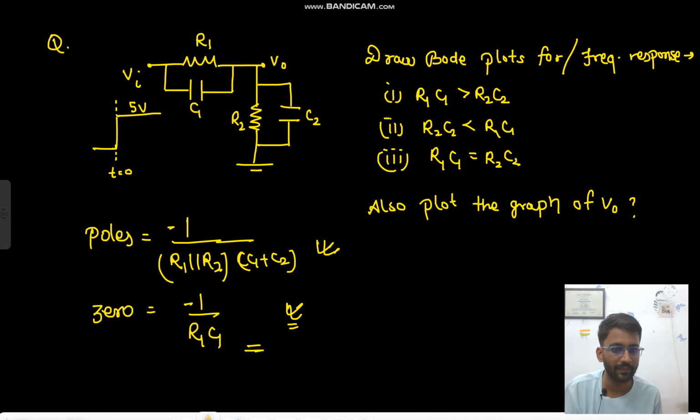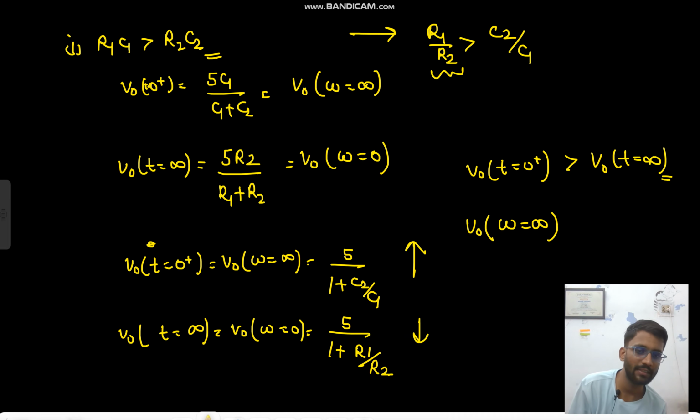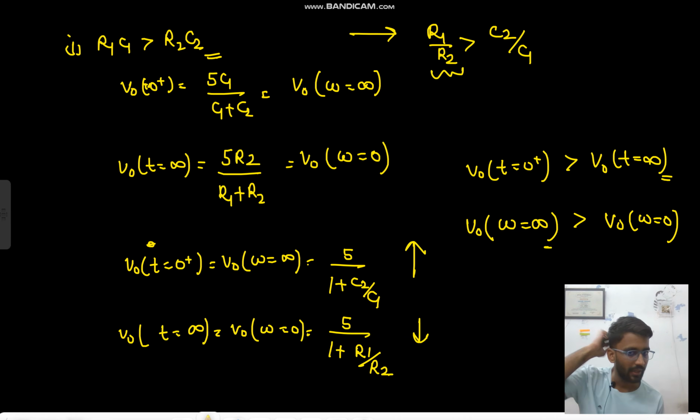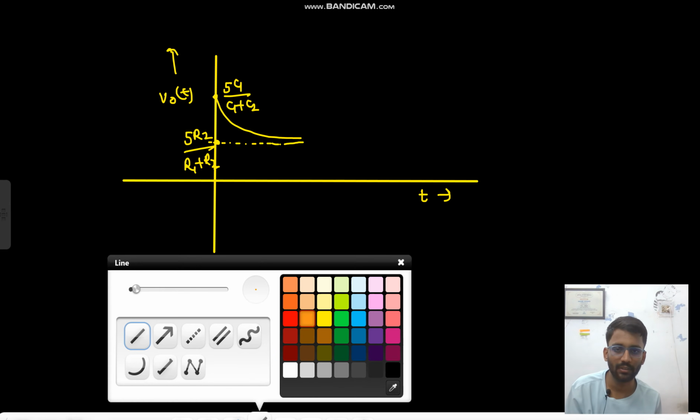So how can you comment? You think that you can't comment, but you can really comment. How? This is the condition: R1 C1 is greater than R2 C2. Here you can see that your V0 at omega equals infinity is greater than your V0 at omega equals 0. At infinite frequency you are having more gain, and at zero frequency this is some gain, 5 R2 upon R1 plus R2. So this is some DC gain. Let us draw the frequency response first.